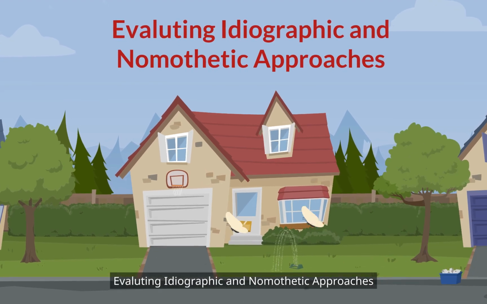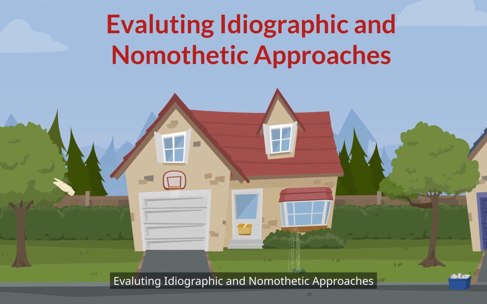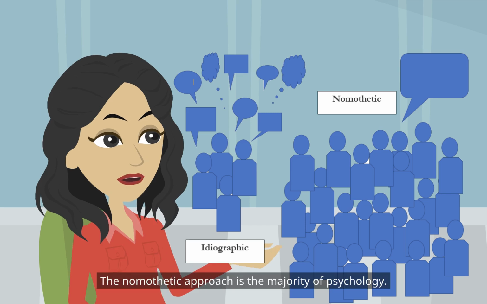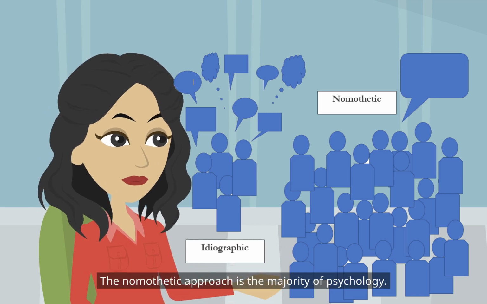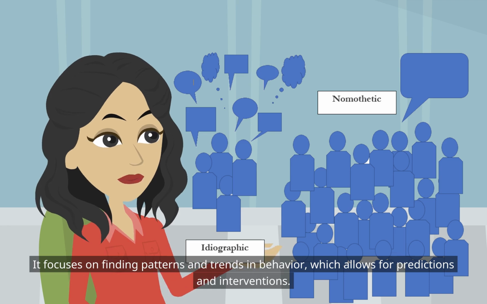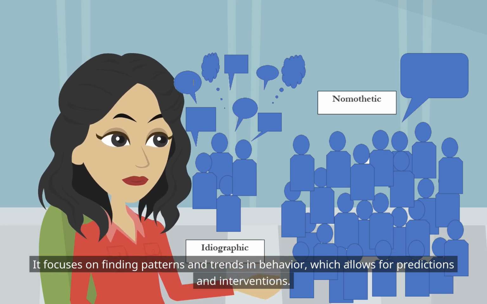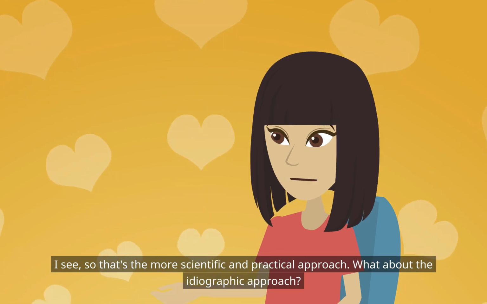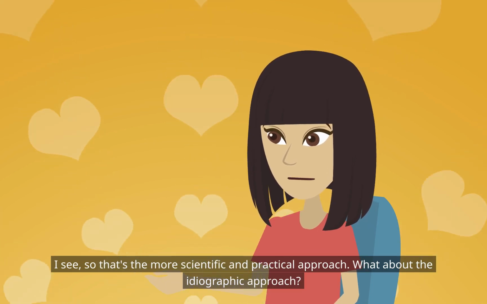Evaluating Idiographic and Nomothetic approaches. The Nomothetic approach is the majority of psychology. It focuses on finding patterns and trends in behavior, which allows for predictions and interventions. I see, so that's the more scientific and practical approach.